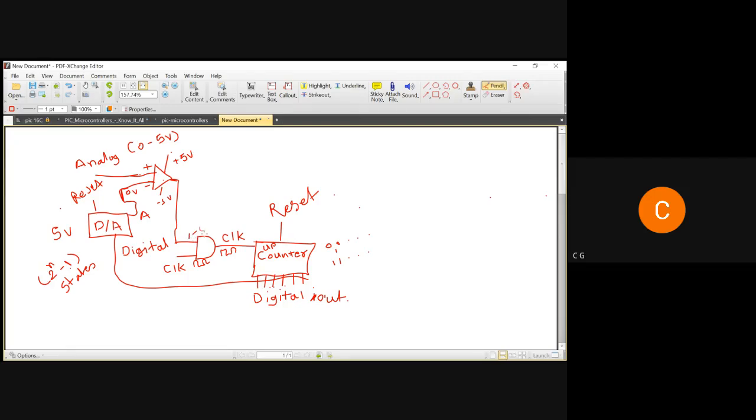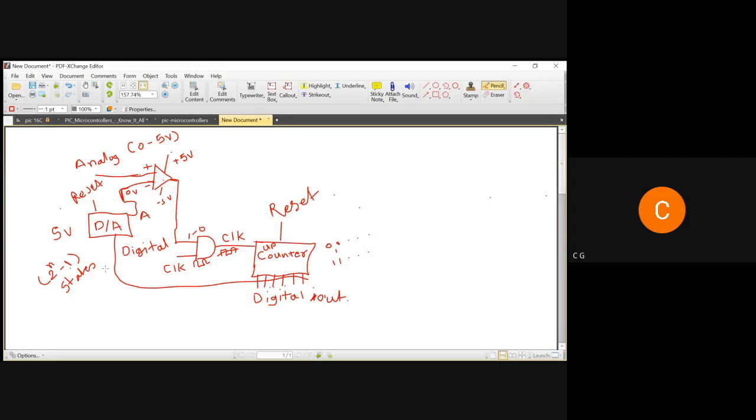This is going to become 0 now. The moment it becomes 0, nothing will feed to the clock. The counter will stop, and when the counter stops, it will store some value at the output here.